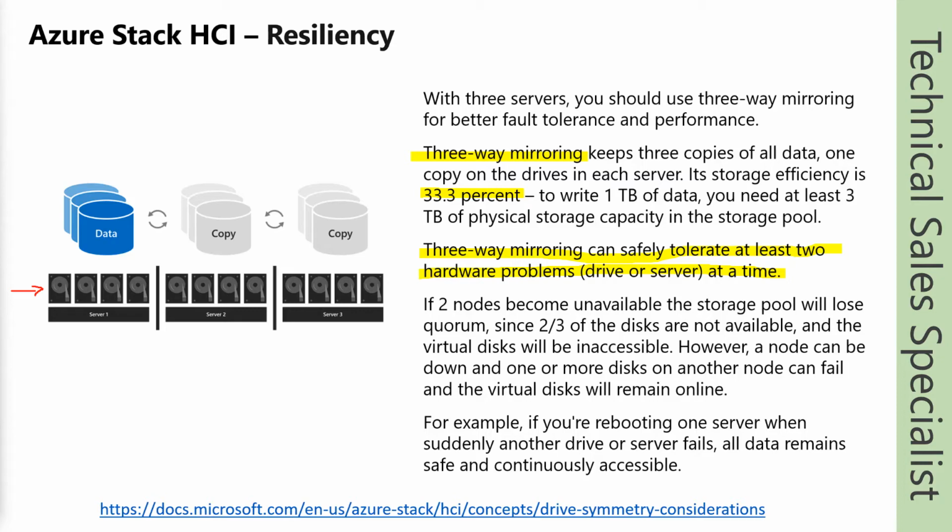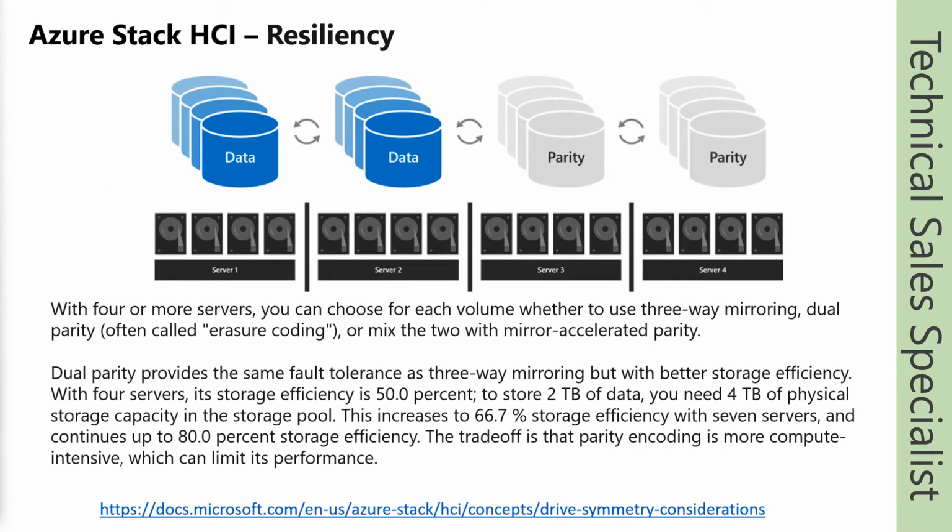In a 4-way configuration, and we have seen this previously, we can also have 5, 6, 7, 8 nodes, but with more nodes, we don't have an additional resiliency level here. With 4 servers, we have additionally the parity. The parity has the advantage that we have more storage efficiency. We have the same 3-way redundancy we have with the 3-way mirror.